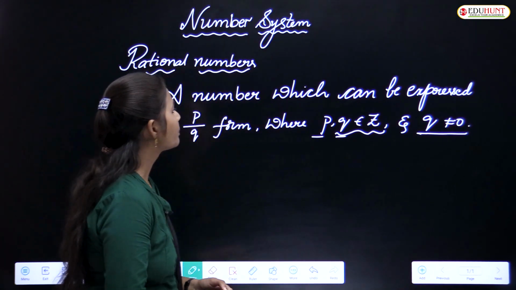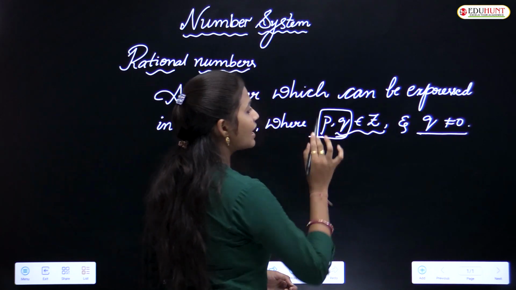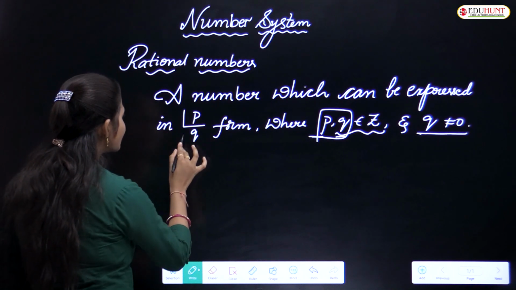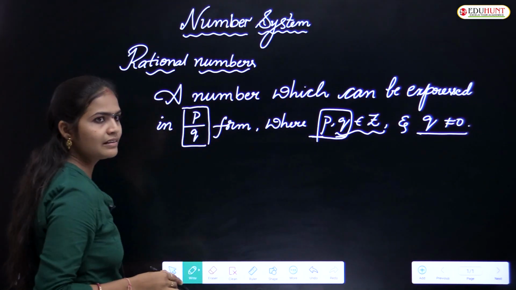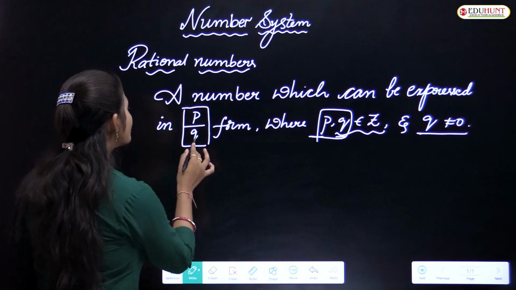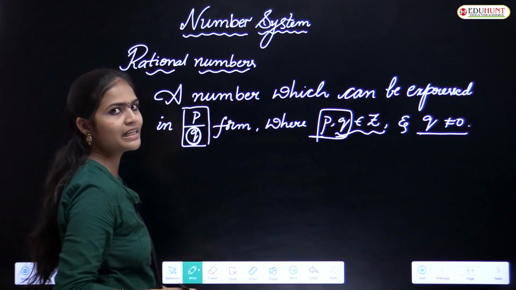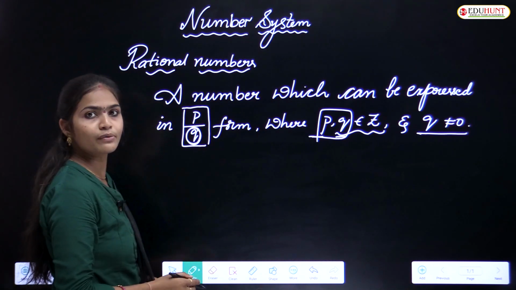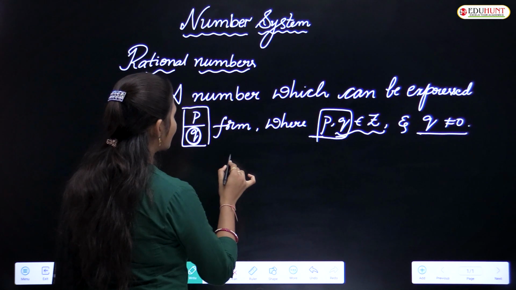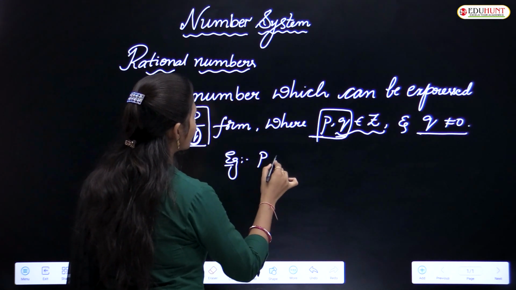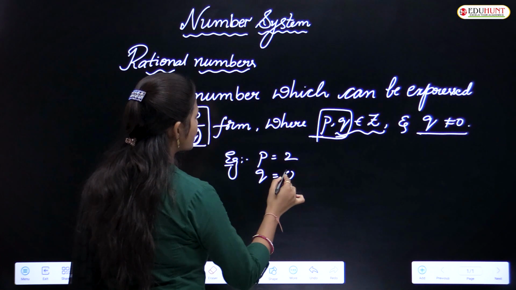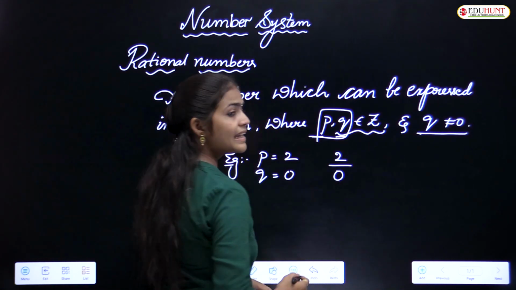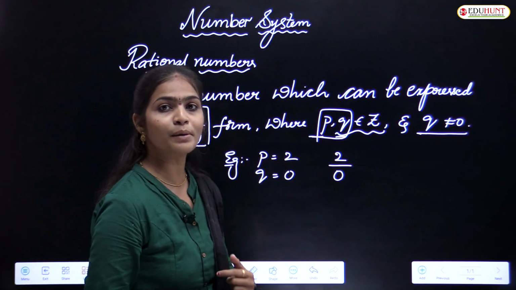Yes, that's why. Listen. P and Q are integers, and I am saying 0 is an integer. But P by Q is in division form, so Q is in the denominator place. If Q is equal to 0, for example, P is equal to 2 and Q is equal to 0, then we have to represent this as 2 by 0. Is it possible to divide any number by 0?